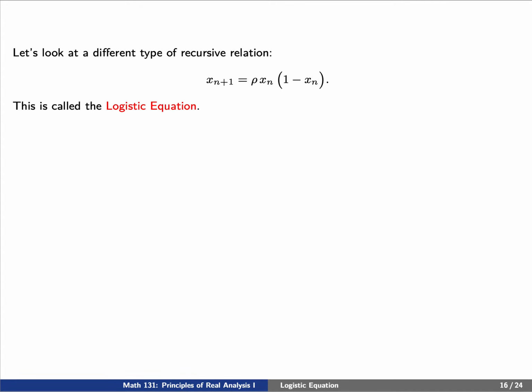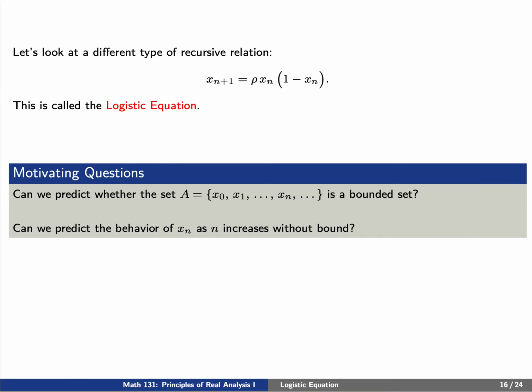Let's now look at a slightly different type of recursive relation. Here we see x sub n plus 1 is rho times x sub n times another factor, 1 minus x sub n. This is called the logistic equation. Here are a couple of motivating questions. Can we predict whether the set A is a bounded set? Can we predict the behavior of x sub n as n increases without bound?